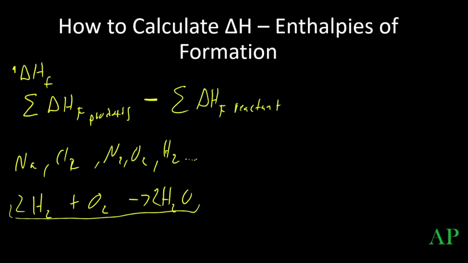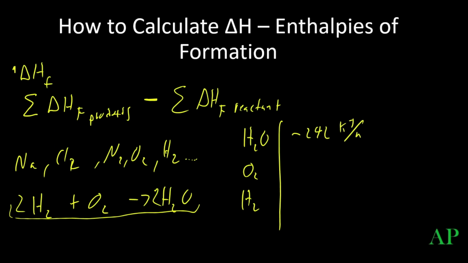When you're asked these kinds of questions, you're going to be given a table with all the molecules that are given to you and their enthalpies of formation. The enthalpy of formation for water is negative 242 kilojoules per mole. O2 and H2, we mentioned earlier, are the naturally occurring versions of that specific element. So they are going to have values of 0. Everything that occurs naturally will have an enthalpy of formation of 0.